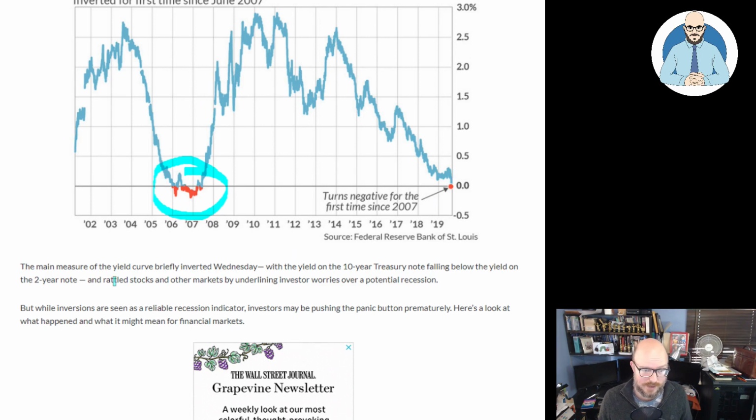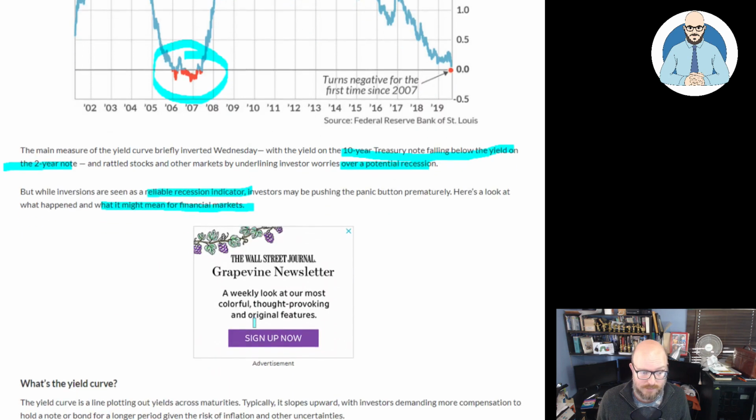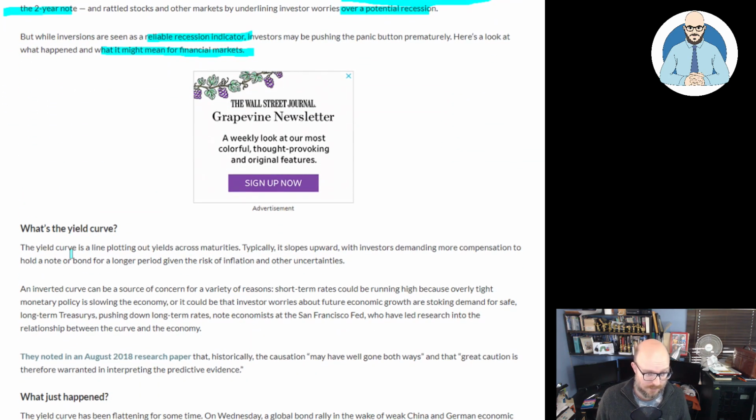So the main measure of the yield curve briefly inverted Wednesday, with the yield on the 10-year Treasury note falling below the yield on the 2-year note, and rattled stocks and other markets by underlining investors' worries over a potential recession. But while inversions are seen as a reliable recession indicator, investors may be pushing the panic button prematurely. Here's a look at what happened, and what it might mean for financial markets. So what's the yield curve? Okay.